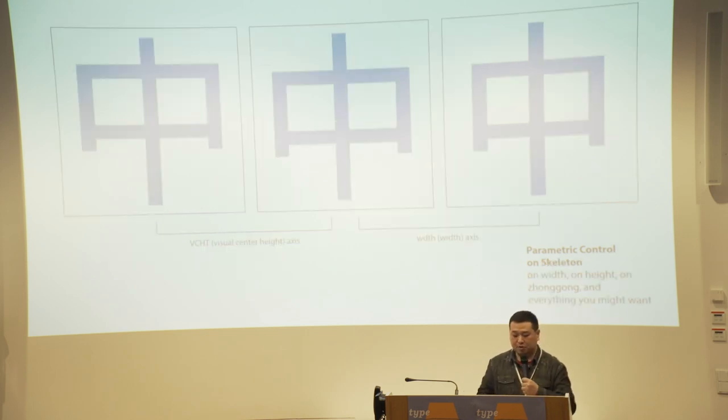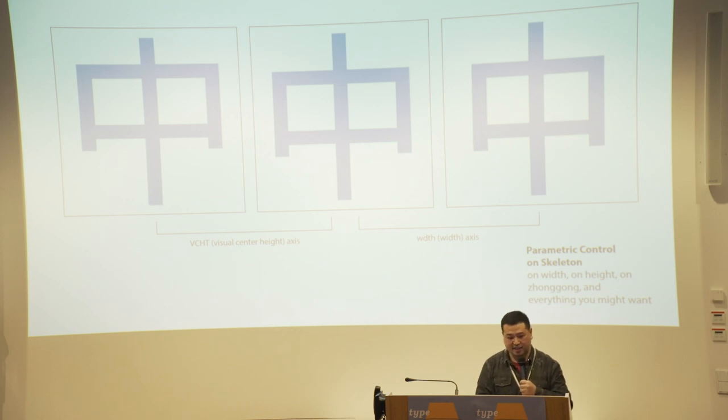Of course, we can also use parameters to control the skeleton. If we squeeze the skeleton, we can get a condensed shape, so we get the width axis for the font. But we can also move the center part of the Chinese characters up and down, so we have the visual center height axis. Basically, any control you can imagine, the width, the height, the body size, even some distinct features in Chinese like the zhonggong, we can control with parameters. It's very convenient.